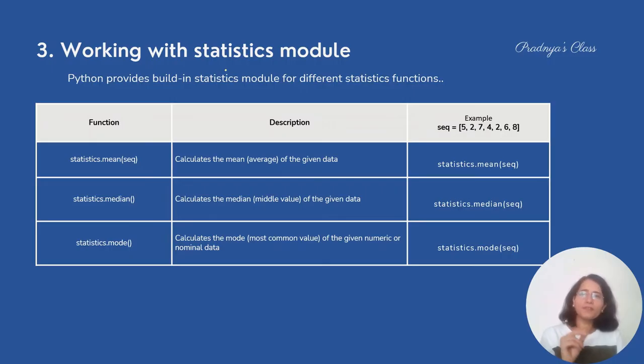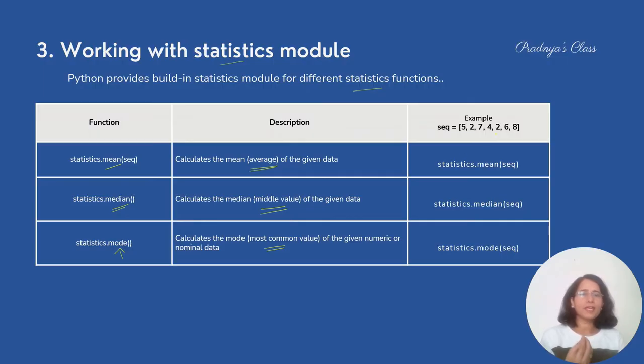The third module which is in your portion is the statistics module. It is used for some statistical functions. There are a lot of functions in this module. Some of these I have listed here. The first is mean. It is used to calculate the average of the given numbers. Then we have one more function, median. It will calculate the middle value of the given data. And one more function we have, that is mode. It will calculate the most common value of the given set of data.